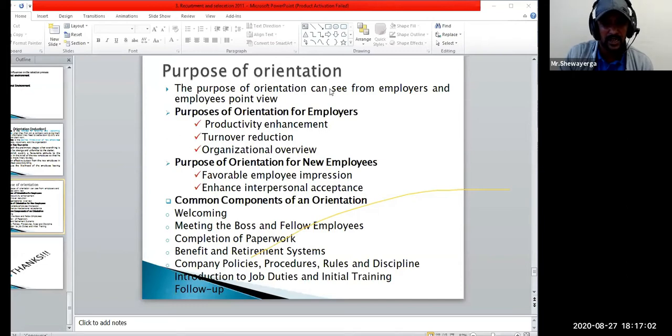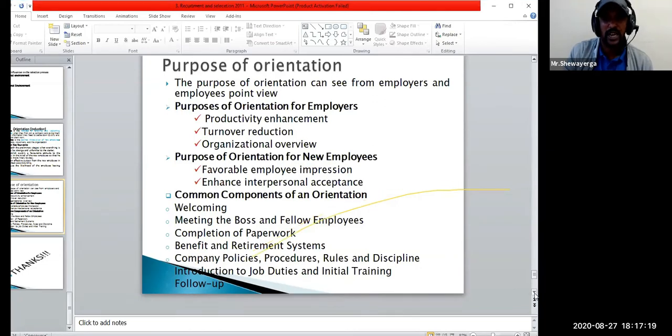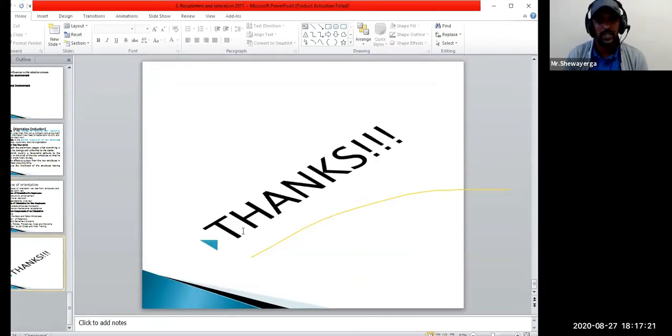Then another one is company policy, procedure, rules and discipline, introduction to job duties and initial training and follow-up. All these are elements of orientation. Orientation is a component of what we covered: recruitment, selection, induction, and orientation. So it goes directly to another component of human resource management, which is training and development.